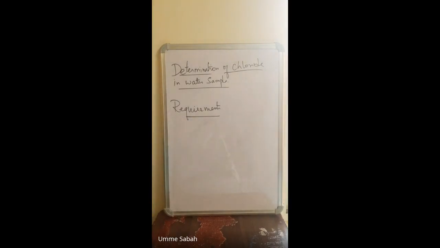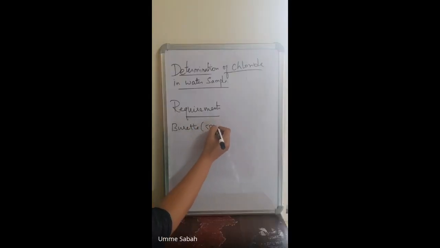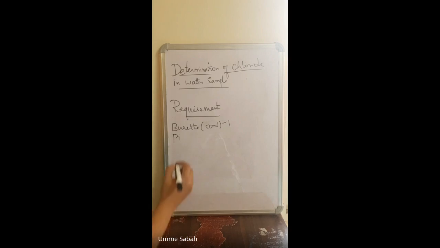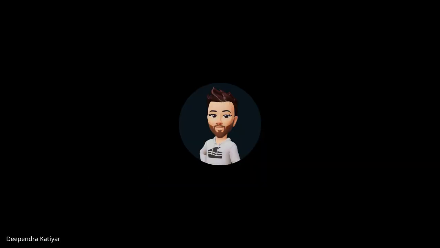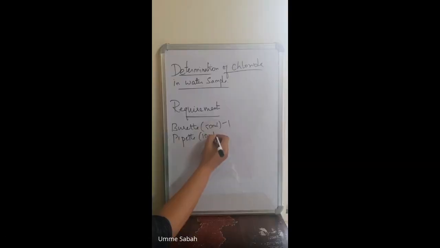So the apparatus required: we require a burette. Because it's a titration, we definitely require one burette of 50 ml. In your manual, if it is written 50 centimeter, it is 50 ml. And then pipette. Please mention this in your observation book. We require a pipette of 10 ml, and one more pipette of 20 ml.